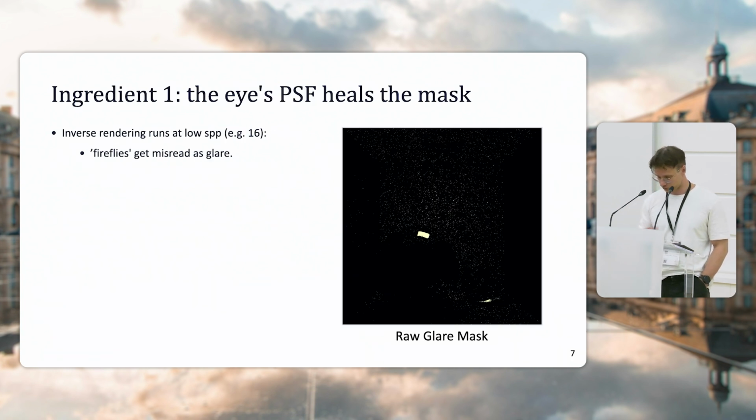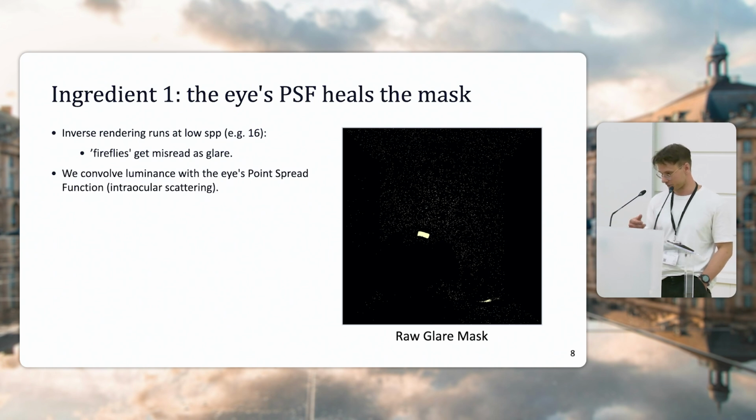So ingredient one is that inverse rendering typically runs at quite low sample counts. It can be around 16 samples per pixel, maybe higher, in order to stay tractable over hundreds of iterations. At that budget, you can get fireflies, so these isolated noise spikes that the metric can misread as glare sources. Here in this mask, you can see peppered spots in the raw mask that the metric can misread as being a glare source.